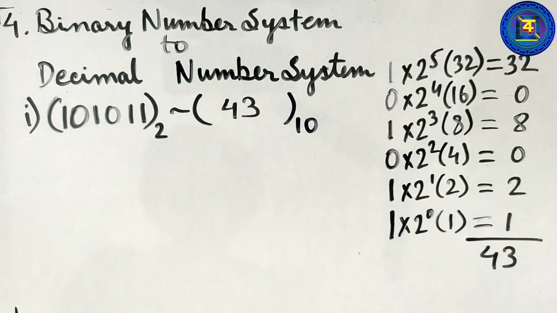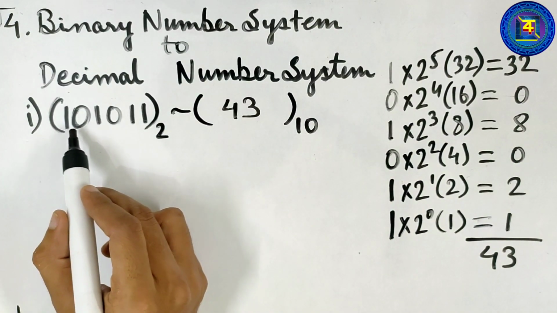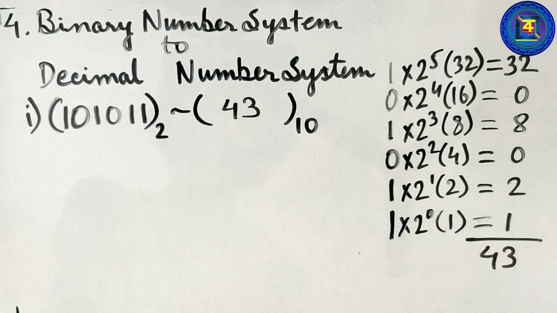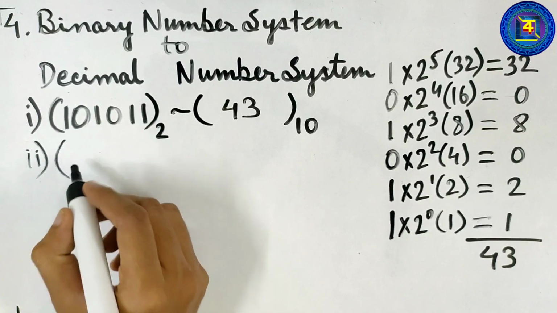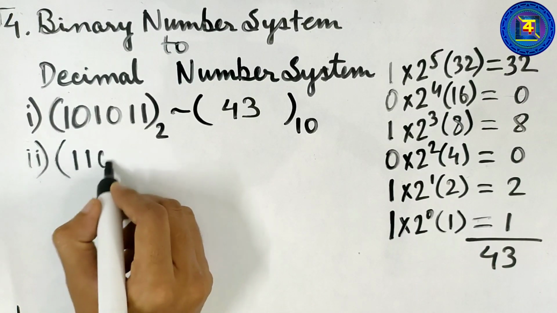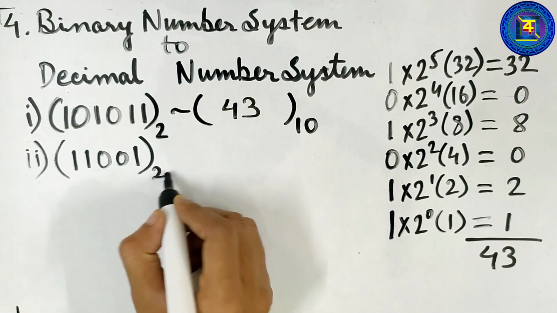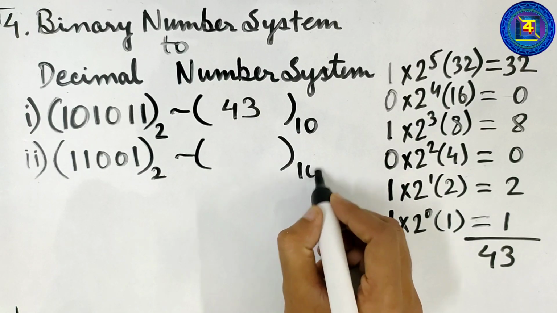Which means that what we as humans understand as 43, the computer understands as 101011 using this process. Next we are going to take another number. Let's take any random number, let's say 11001. I've taken a smaller number, and then we are going to convert this into a decimal number.